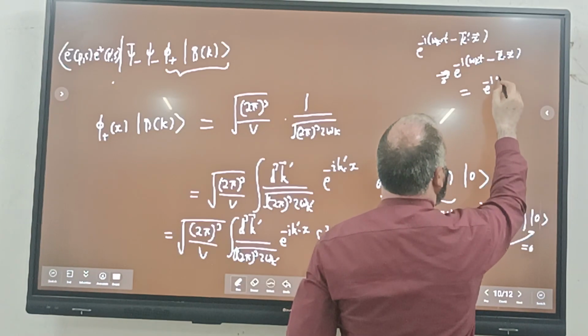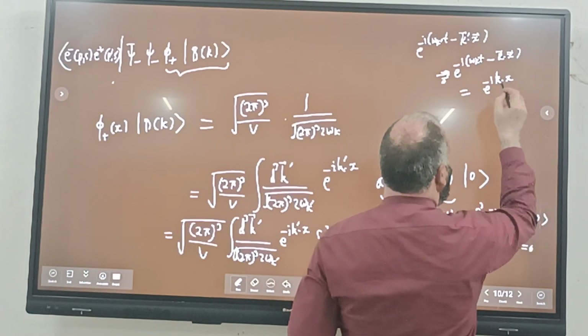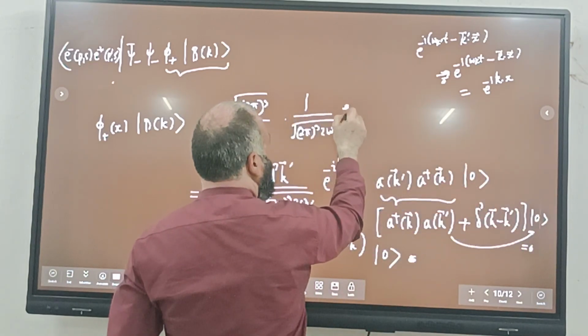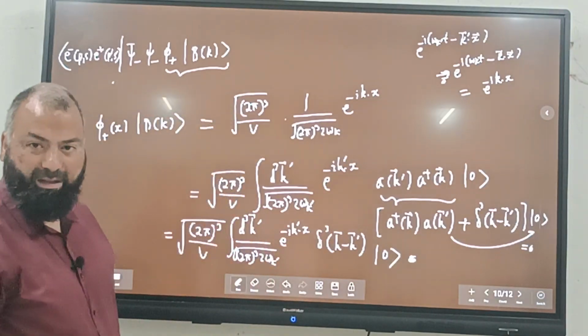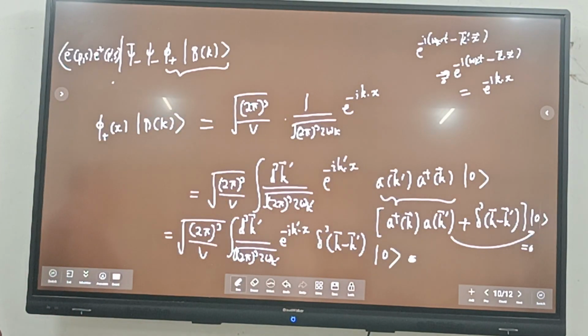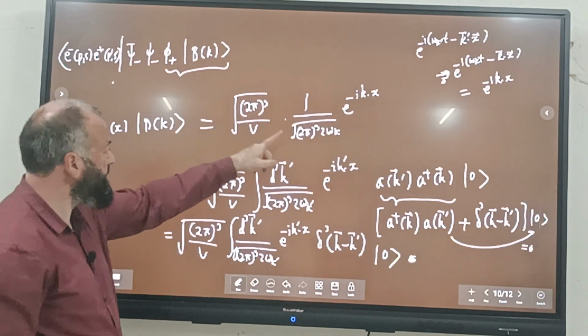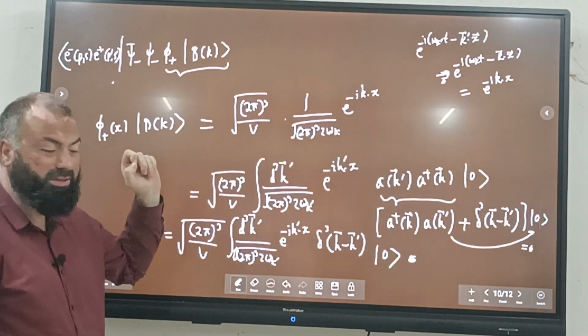So that is the same as what? E raised to the power minus i, let's write k dot x. So it will be e raised to the power minus i k dot x. Here it's a 4 vector. Clear? Is it understood? There is no problem. So now this 2 pi q will cancel out. What remains there?